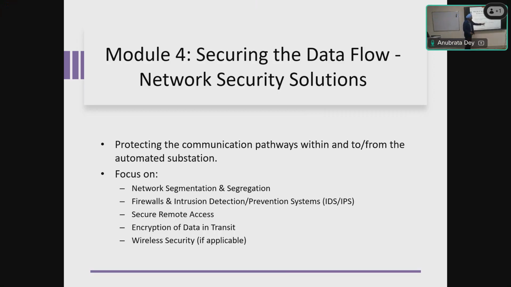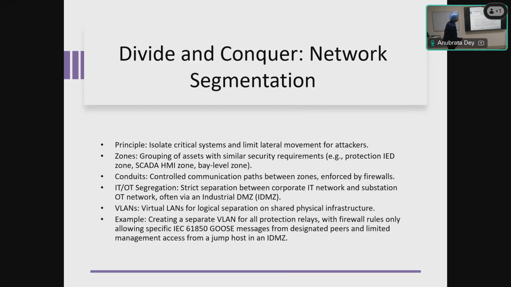And then firewalls and intrusion detection systems. Remote access using TLS, for example. Secure encryption of data in transit and wireless security. So let's talk about the segmentation. I call it divide and conquer. The principle is to isolate critical systems and limit lateral movement for attackers. That's really what we want, and it's a very simple principle. So what we will do is create zones depending upon their security requirements.